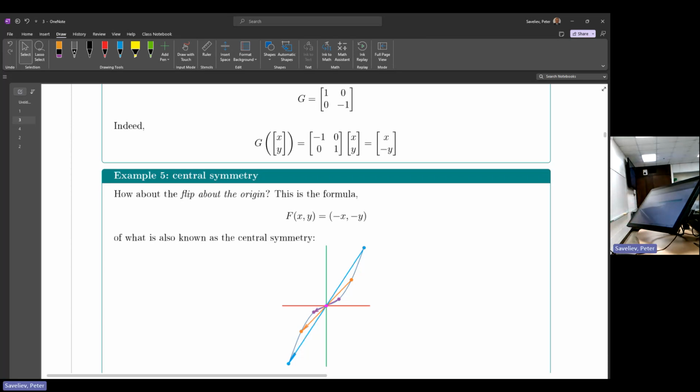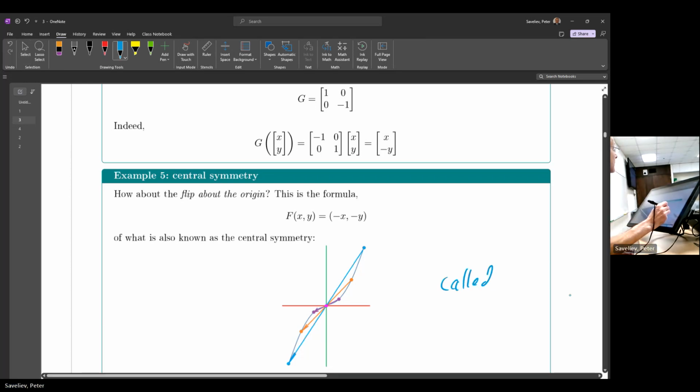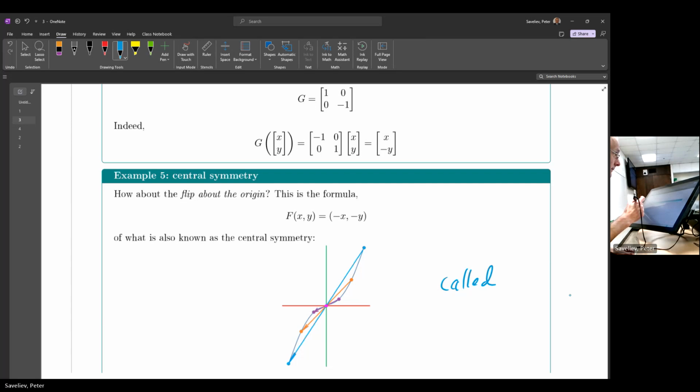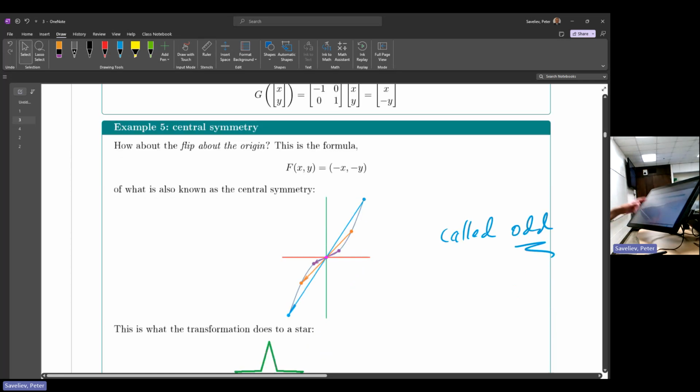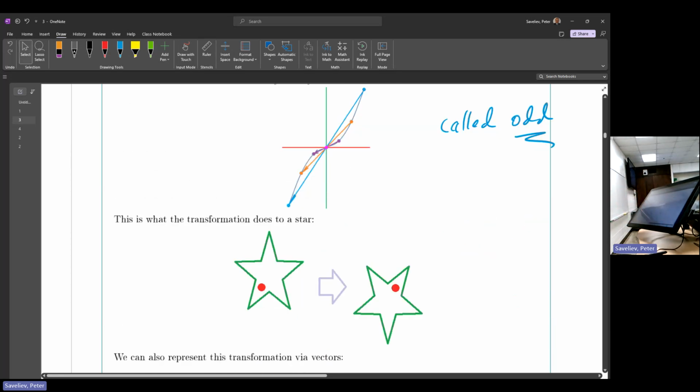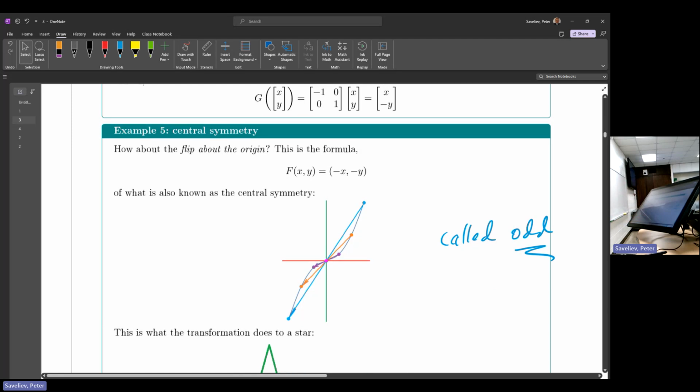Both X and Y become negative, or flipped in sign. So you flip the sign, you flip the graph. The function is called what? Odd, yes. So even has mirror symmetry, and the odd function has the central symmetry. Okay, so once again, where does it come from? It comes from this flip.